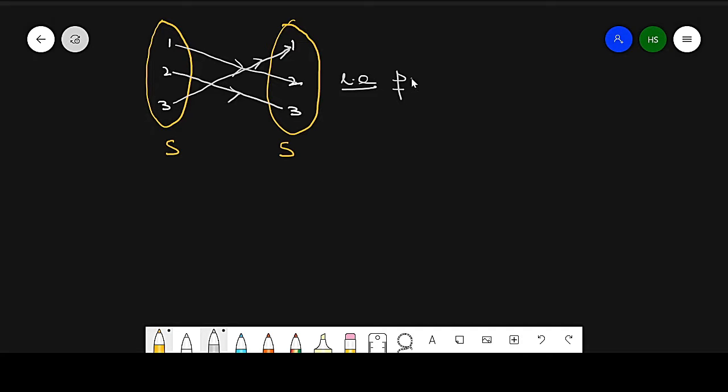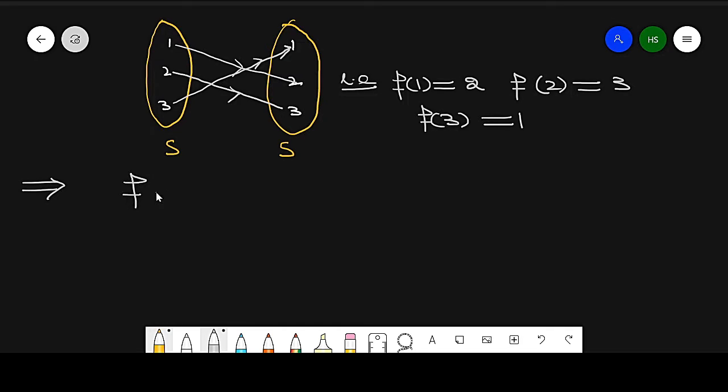So F of 1 is 2, F of 2 is 3, F of 3 is equal to 1. So this is 1-1 as well as onto. So we can say that F is a permutation of S, because it is 1-1 and onto.